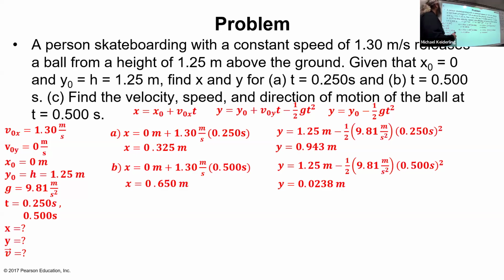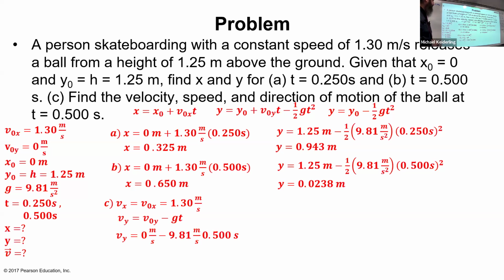And if we want to figure out the velocity, speed, and direction of motion of the ball, velocity in the x direction is just going to be 1.3 meters per second. Velocity in the y direction is the initial velocity in the y direction minus g times t, which is 0 minus 9.81 meters per second squared times 0.5 seconds, or negative 4.91 meters per second. So those are the x and y components of the velocity.